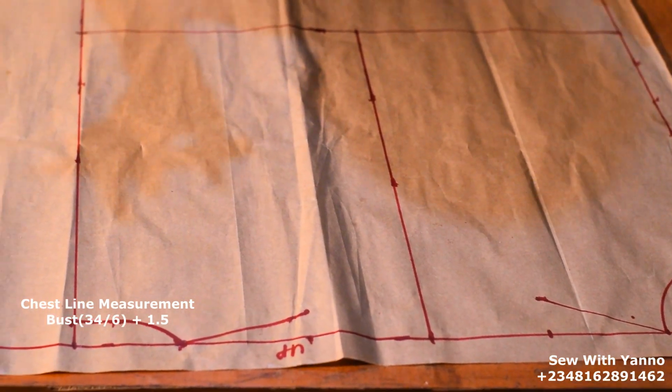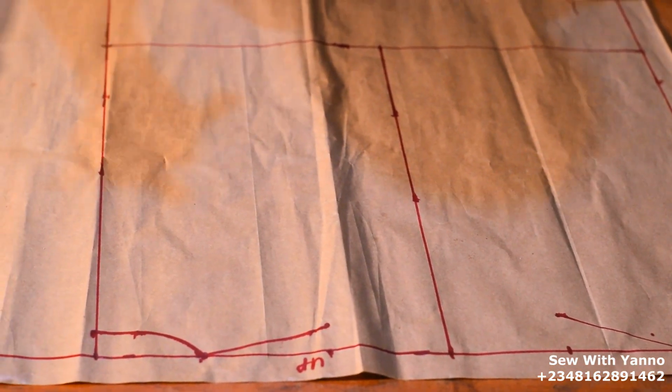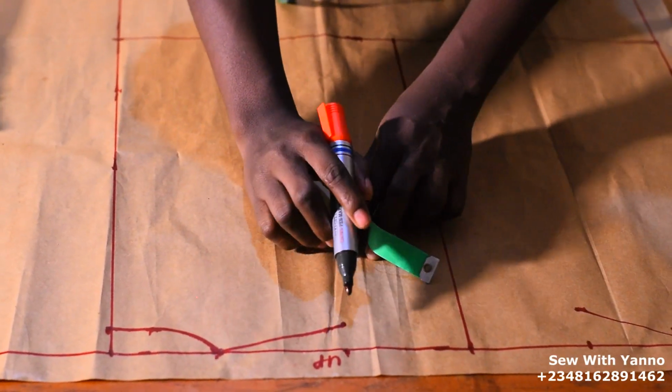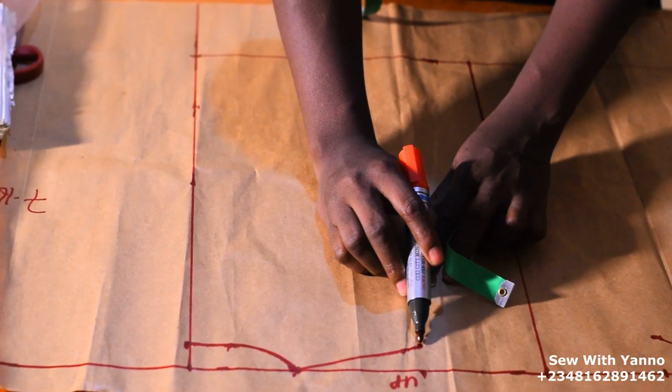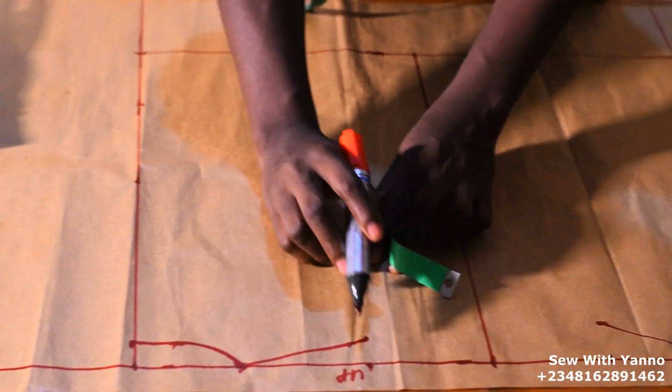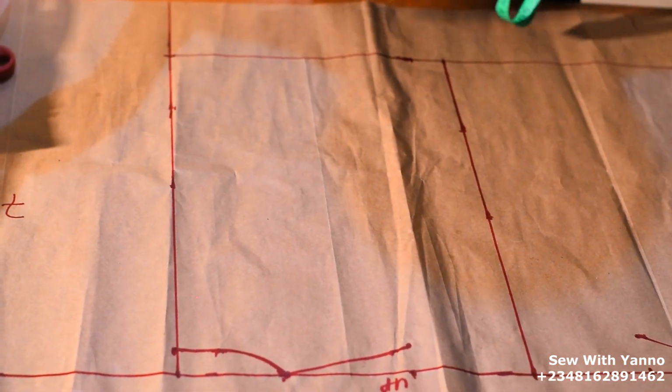Now this 7.16 measurement, we will be starting it from the back shoulder slope. That is from this 1 inch down here from the back. That is where we'll be placing this 7.16 measurement.